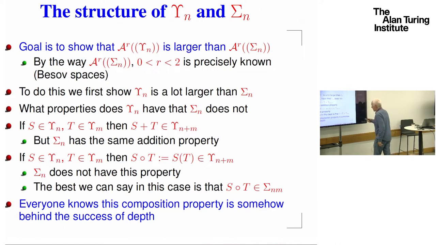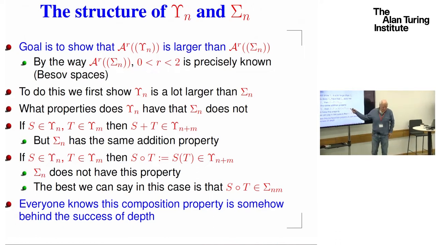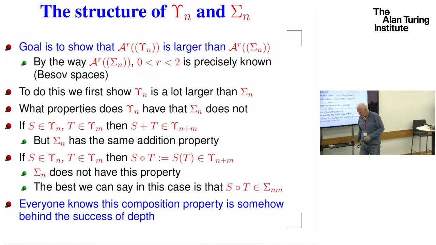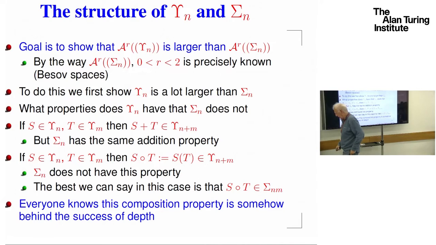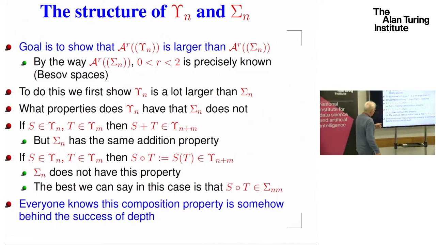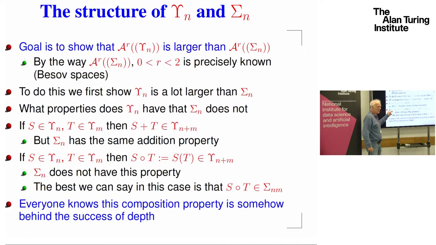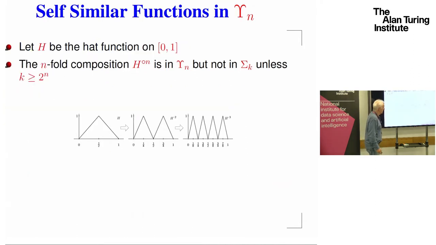So the fact that you have n plus m is very critical, saving you on the number of parameters in compositions. This is very much similar to tensor structures, if you're familiar with that, in people doing tensor analysis. Okay, so this to me is a critical thing that you can do with deep networks that you can't do with many other traditional forms of approximation. Okay, so everybody knows this, and I think this is the secret.